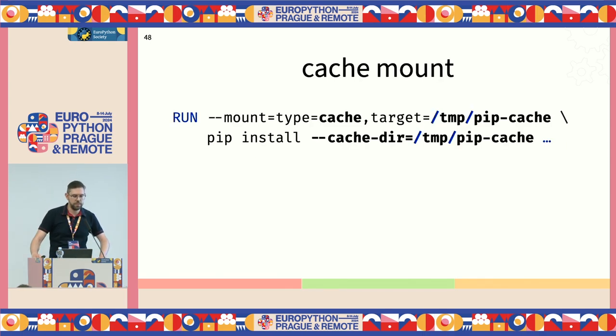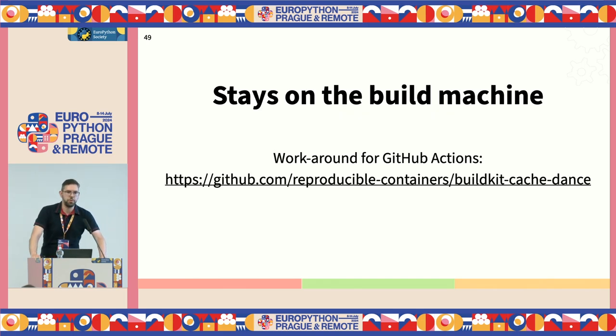Another kind of mount is a cache mount. This mounts an initially empty volume that can be used as a cache. The volume is persisted between builds and reused, and cache mounts do not affect the layer cache. You could use it for the pip cache to speed up your builds when dependencies change. However, there's a big issue with them. They stay on a single machine, and there is currently no built-in support for sharing them between machines.